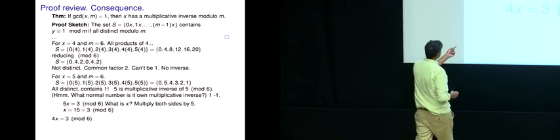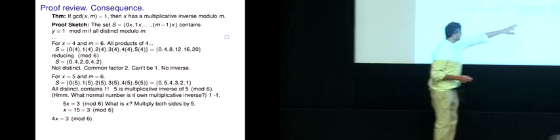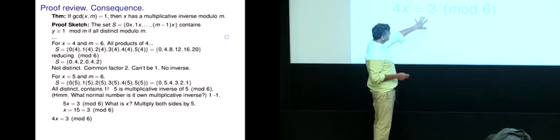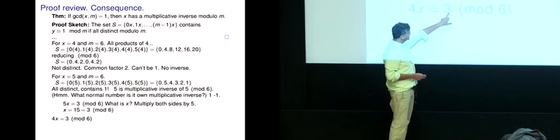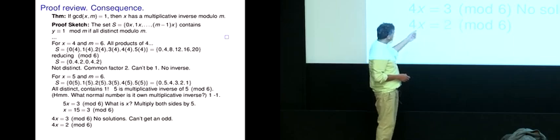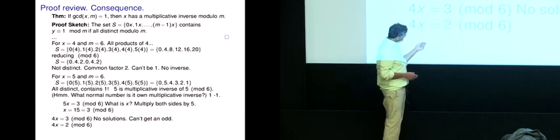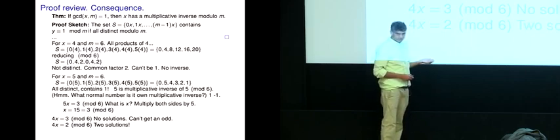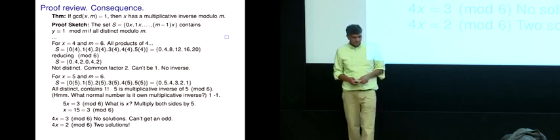What about this? 4x equals 3. Now 4 and 6 have a common factor bigger than 1, namely 2. And 3 does not have 2 as a common factor. So there's no solutions. Okay? You can't get an odd. That's the argument. Okay? So 4x equals 2. This one, maybe there are solutions here, right? Because you know that this is going to be some multiple of 2. It's going to be even. And in fact, there are 2 solutions to this problem. Okay?